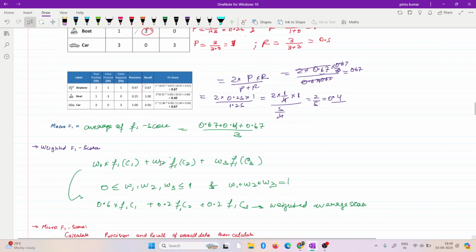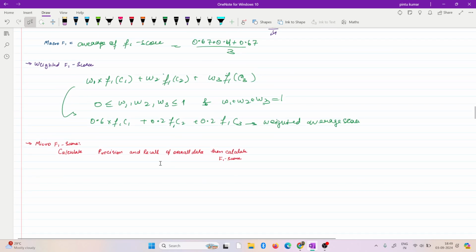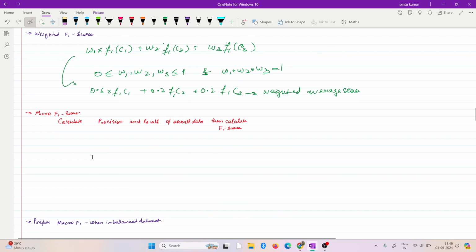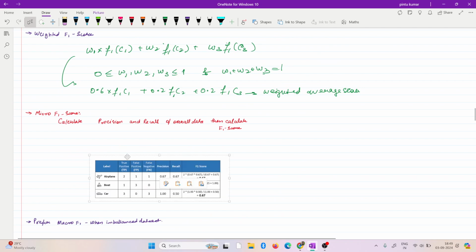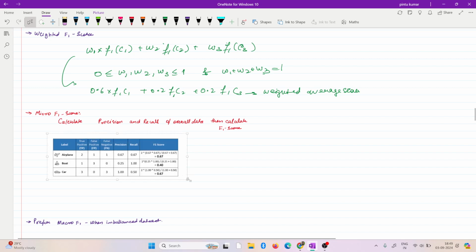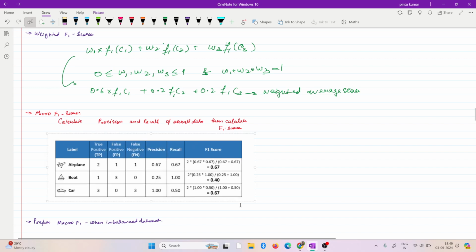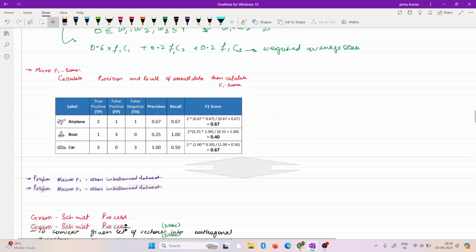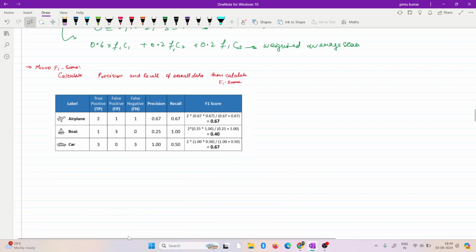Okay. So now we have something called micro F1 score. In calculating micro F1 score, you calculate the overall precision and recall of your data set. What do I mean by overall precision and recall? If I just copy this table. Okay. So how you go about micro F1 score is, let's say you have this kind of data set, or you have this kind of confusion matrix that you have obtained.